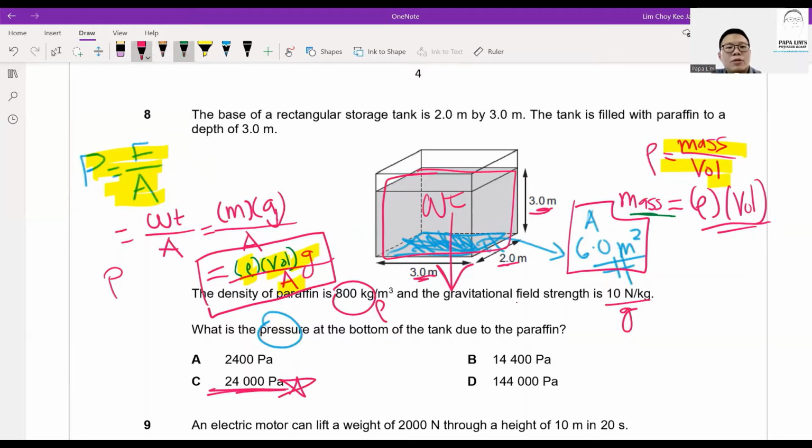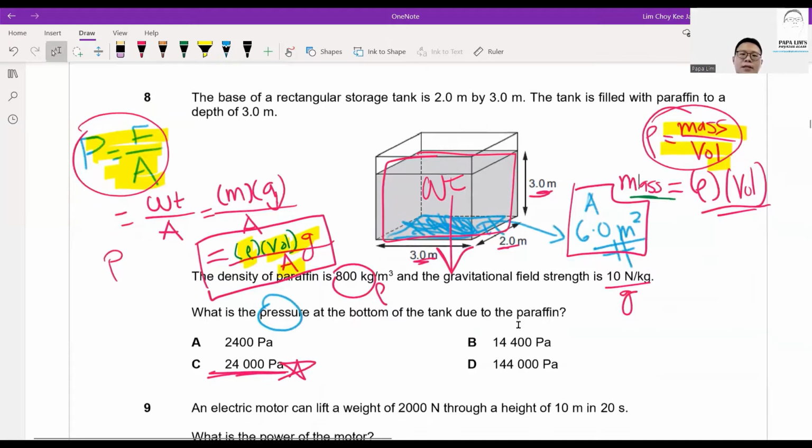Now, a thing to take note of is that here I combine two topics. It is under pressure, and I combine the formula for pressure with the formula for mass, weight and density. If I combine these two formulas together, I have a new formula here. Then I substitute the variables given to me. So take note of the handling of the math, the manipulation of the math formula. It's not an easy one.